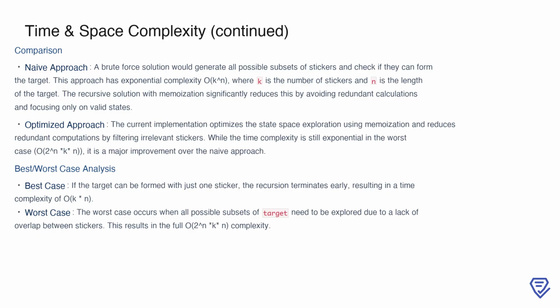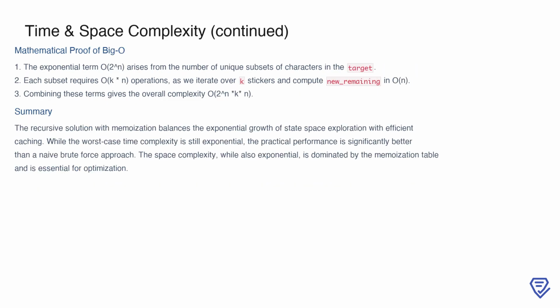Now, considering the best and worst cases, the best case scenario occurs when the target can be formed using just one sticker, allowing the recursion to terminate early with a time complexity of K*n. The worst-case scenario, however, arises when there's little overlap between stickers, requiring exploration of all possible subsets of the target, leading to the full O(2 to the power of n times K times n) complexity. Finally, let's break down the big O complexity mathematically.